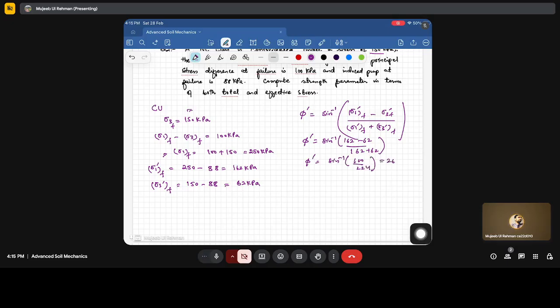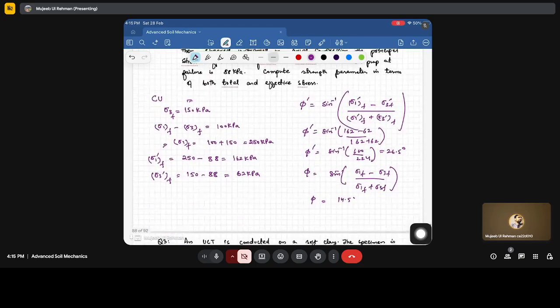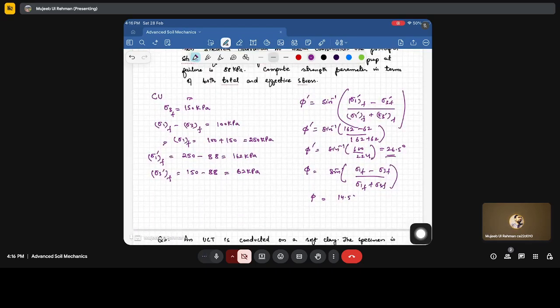That gives 26.5 degrees. And similarly phi is equal to sine inverse of sigma 1 at failure minus sigma 3 at failure divided by sigma 1 at failure plus sigma 3 at failure. So when you put the values of sigma 1f and sigma 3f, you will get phi is equal to 14.5 degrees. So here also you can see that the effective value is greater than the total stress value.